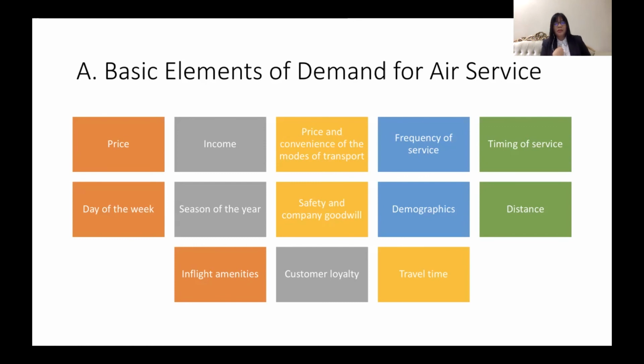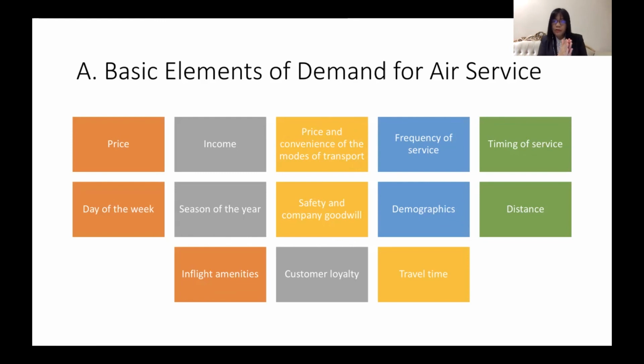So the main determinants of airline demand are, firstly, the price. When prices are lower, airlines which provide the lower price will induce people to travel. Second, higher disposable income influences the consumer to travel more. And thirdly, the price and convenience of the mode of transport.